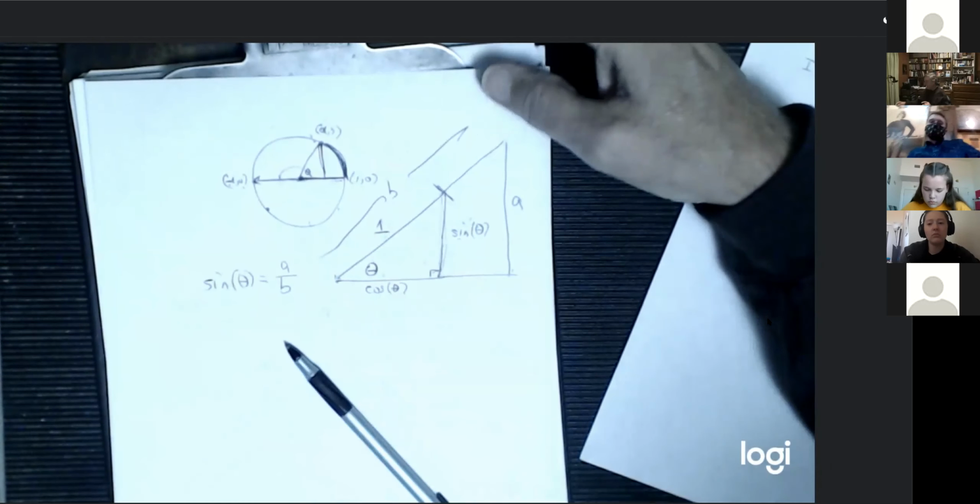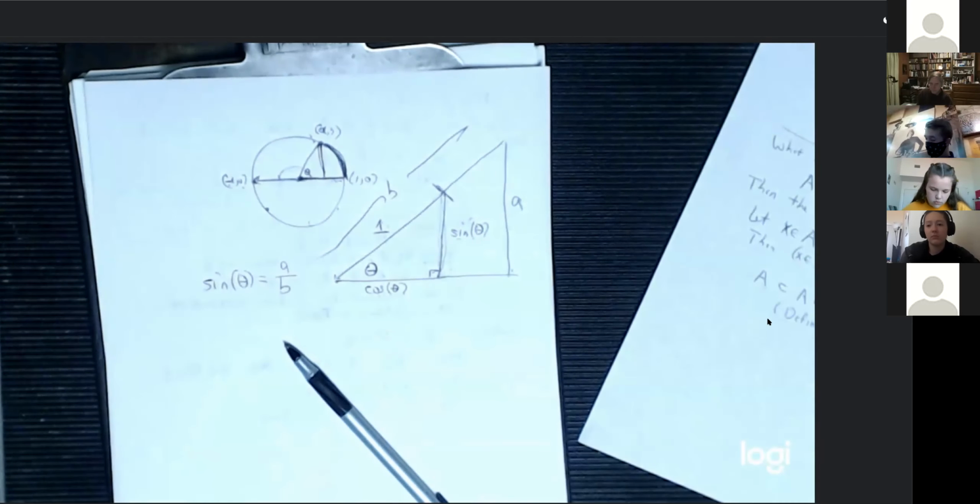So we define the sine function in terms of a circle, but the sine function can also be defined in terms of right triangles. And I don't know, what did you guys do in trigonometry in high school? How did they define it? Circular or triangles?